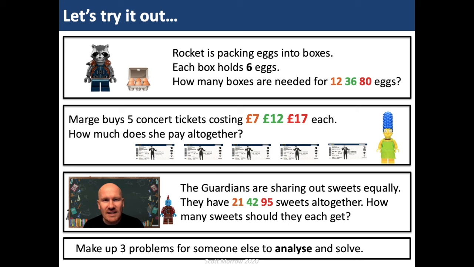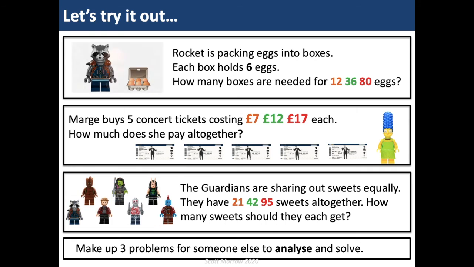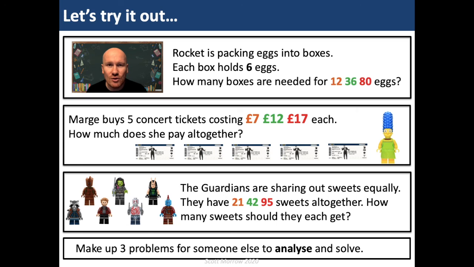Rocket is packing eggs into boxes. Each box holds 6 eggs. How many boxes are needed for 12 eggs? For question 2, I'm going to use the green value. Marge buys 5 concert tickets costing £12 each. How much does she pay altogether? And for the third question, I'm going to use the red value. The Guardians are sharing out sweets equally. They have 95 sweets altogether. How many sweets should they each get?